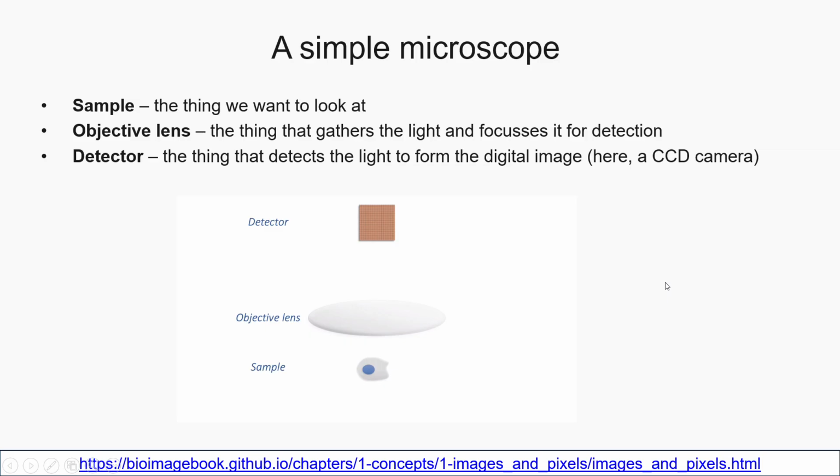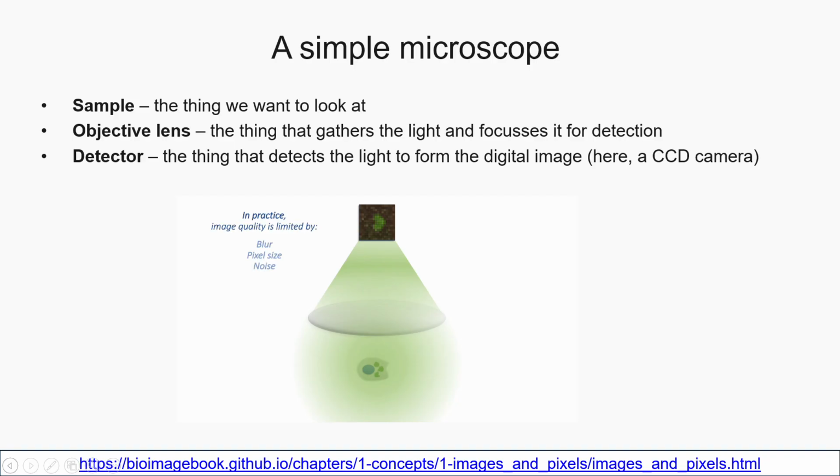Let's start with a simplified view of a microscope. There are three major components involved in image formation. First is the sample, which is the biological specimen we're interested in observing. Second is the objective lens. The lens collects light emitted from the sample and focuses it towards the detection system.